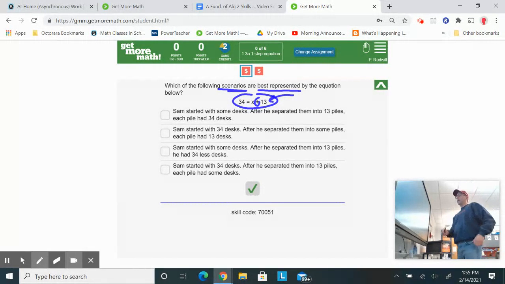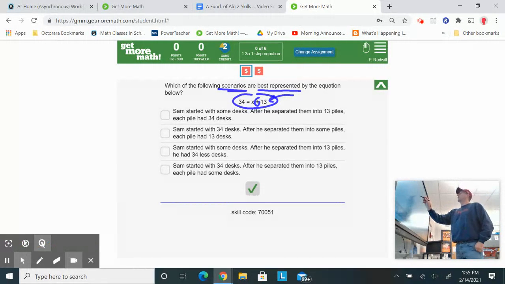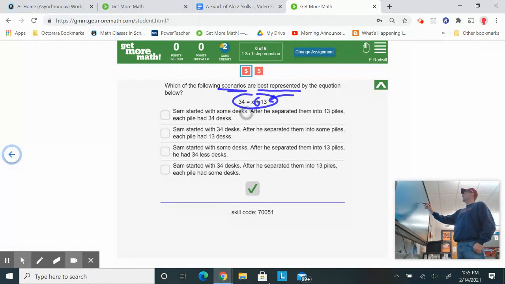So let's take a look at the first one. First statement, Sam started with some desks. After he separated them into 13 piles, each pile had 34 desks. That one looks pretty good because he started with some desks, which we don't know, and notice a variable is used for what we don't know. He separated them into 13 piles, that would be like dividing by 13. And then each pile had 34 desks, and that's what equals 34. So I think that's going to be the one right off the bat.